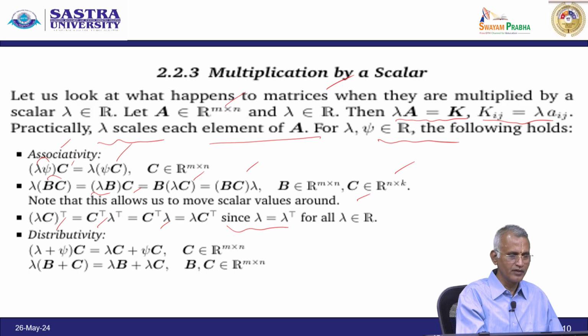Next, distributivity: (lambda plus psi) into C is equal to lambda C plus psi C, where C belongs to R power m cross n, and lambda into (B plus C) is equal to lambda B plus lambda C, where B, C belong to R power m cross n. So, that is the meaning of what? Distributivity ideas.